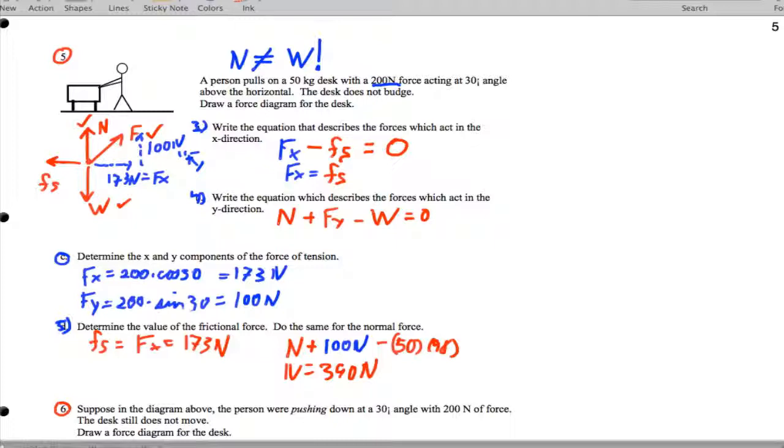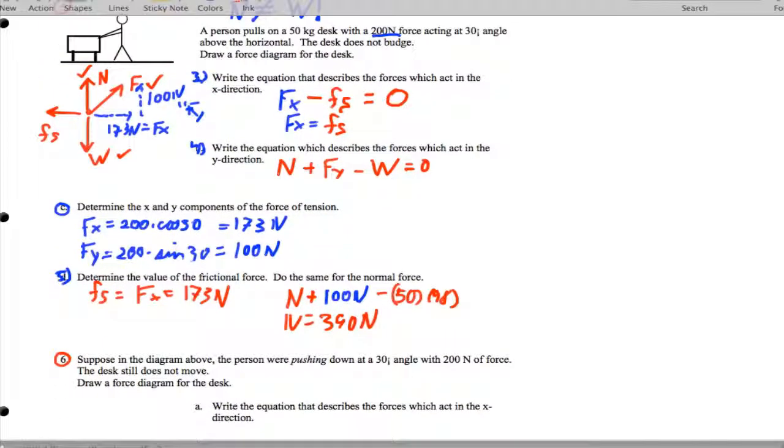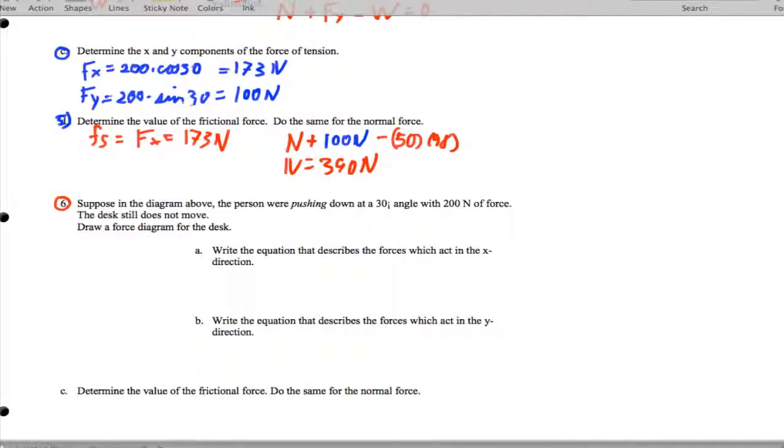Now your job in the next problem is to solve this problem, but now we're pushing down on the desk. So your free body diagram ends up changing, and I'm just going to get you started on that. Your free body diagram should look like this. And I will give you a hint. You're going to get that the friction force is the same, and you're going to get a normal force equal to 590 newtons. So that's what you're going to need to do, and you should do that on your worksheets right now.